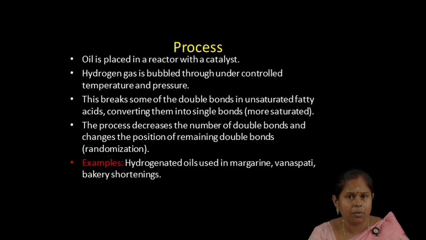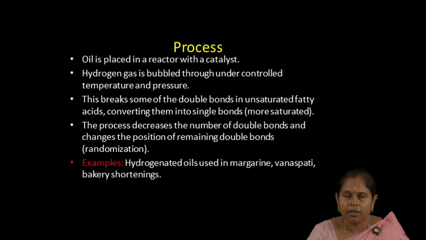Examples of the saturated form are butter, ghee and vanaspati. The unsaturated form is naturally present in vegetable oils. So the process decreases the number of double bonds and changes the remaining double bonds into single bonds. Hydrogenated oil is used in margarine, vanaspati and baking shortenings.